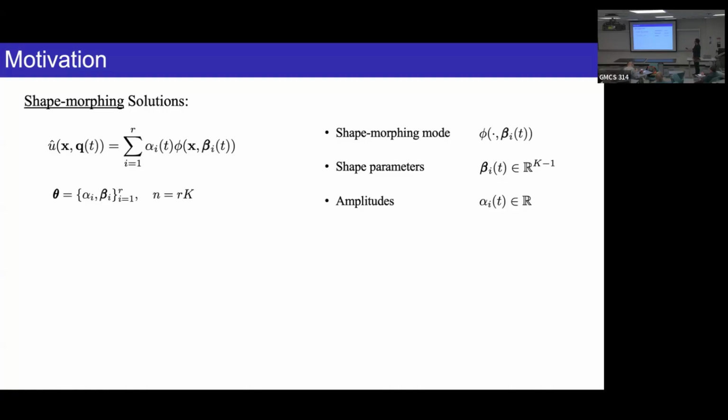All of these parameters together, I'm going to call theta, including the amplitudes and the shape parameters. Both depend on time. Oops, I realize there's a typo here. This should be theta, not q.